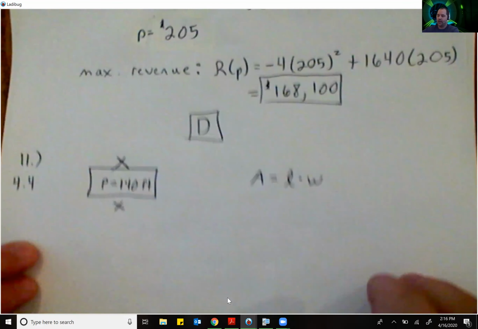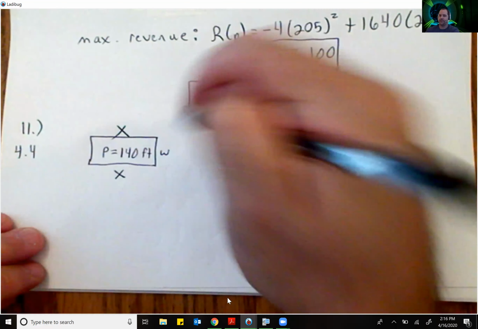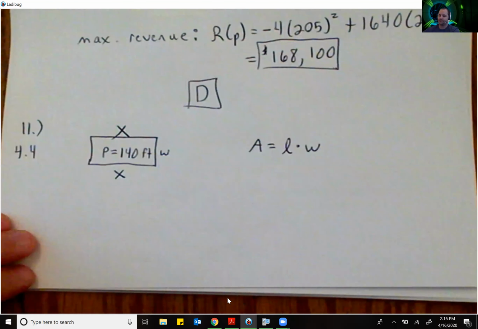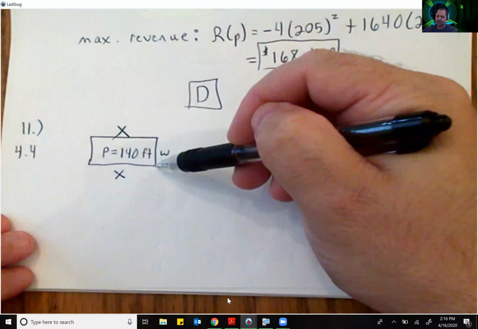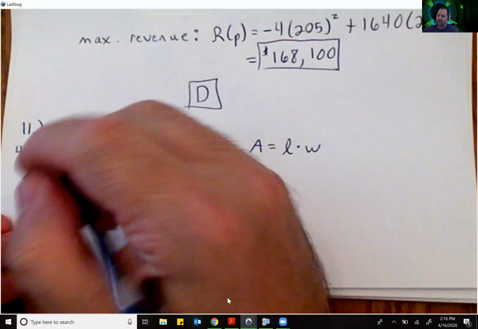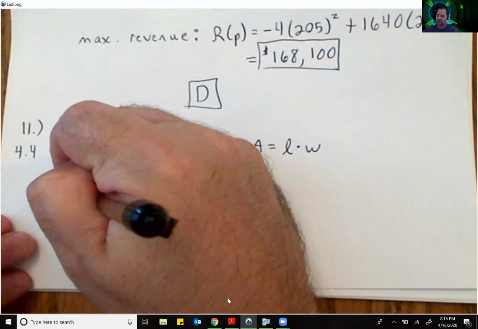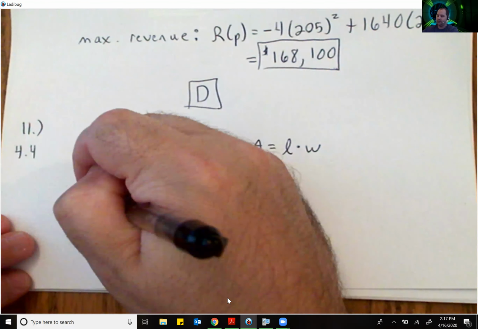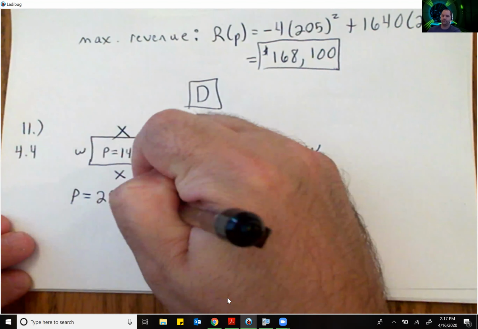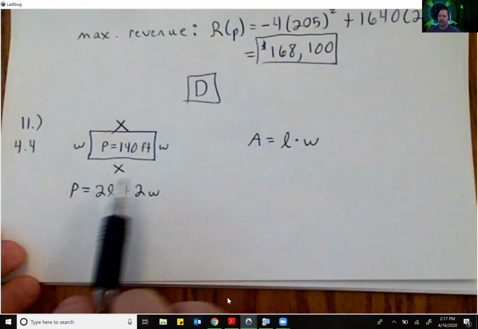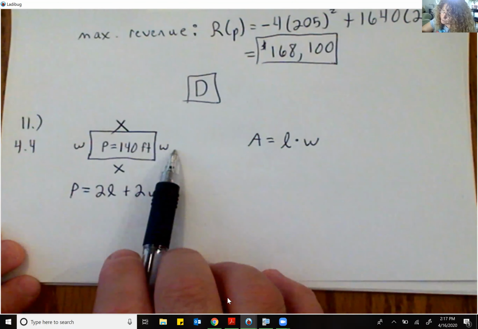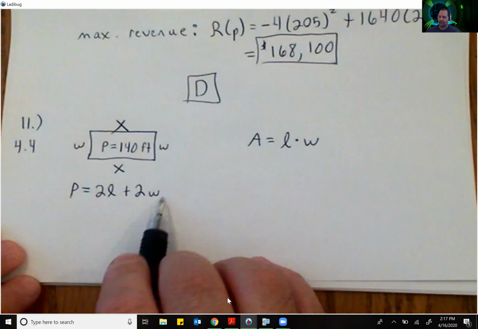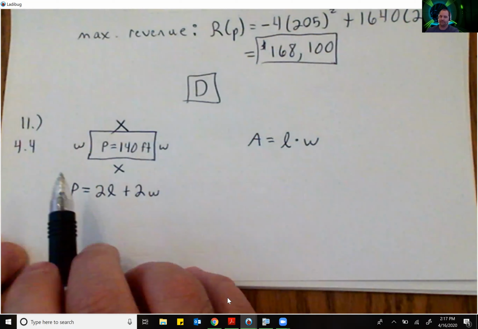Now, how am I going to figure out the width? Well, let's think about this. If this is the width right here, this side is also the same width. There's a formula for perimeter that says P equals 2L plus 2W. Let's do some plugging in and solve for the width. We need to plug into this formula first. What's the P got to be?